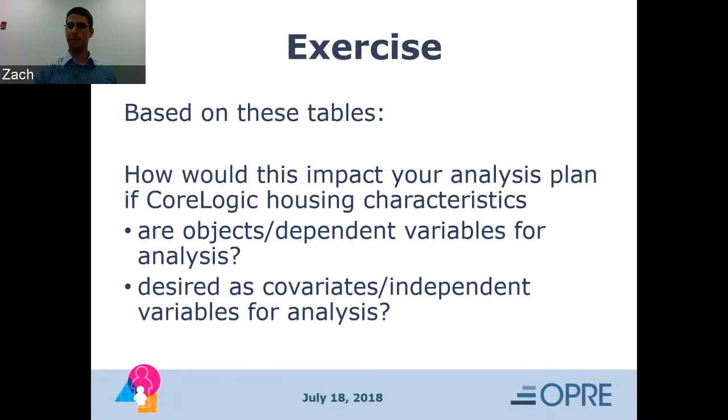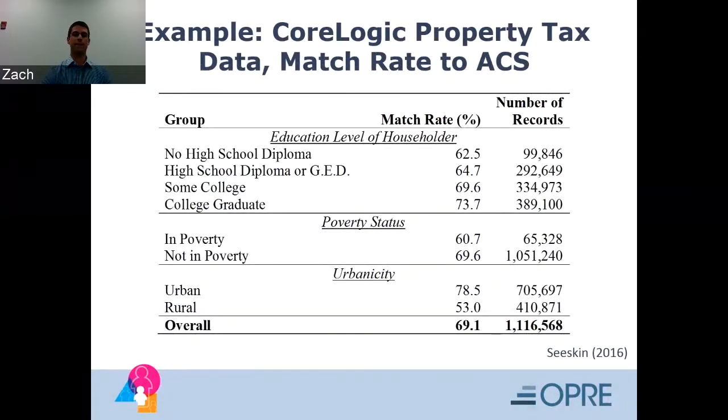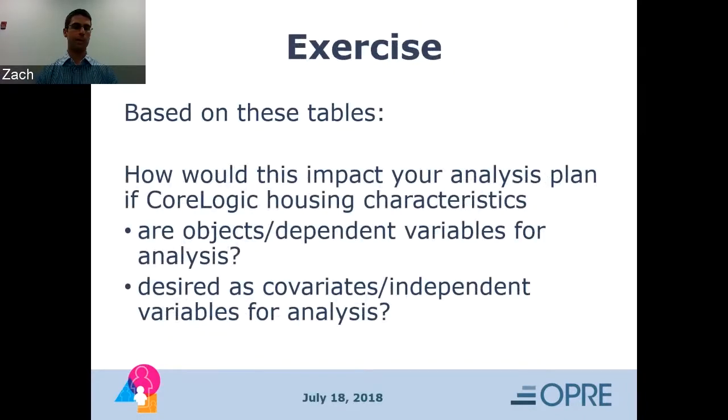Zach, could I ask a clarifying question on your match rate? So the denominator is the ACS households, and you're asking how many of the ACS households are found in the CoreLogic data? Yeah, that's exactly right. So this reflects partly challenging linkage and partly data that are missing from CoreLogic. Yeah. All right. So go ahead and break into your groups.